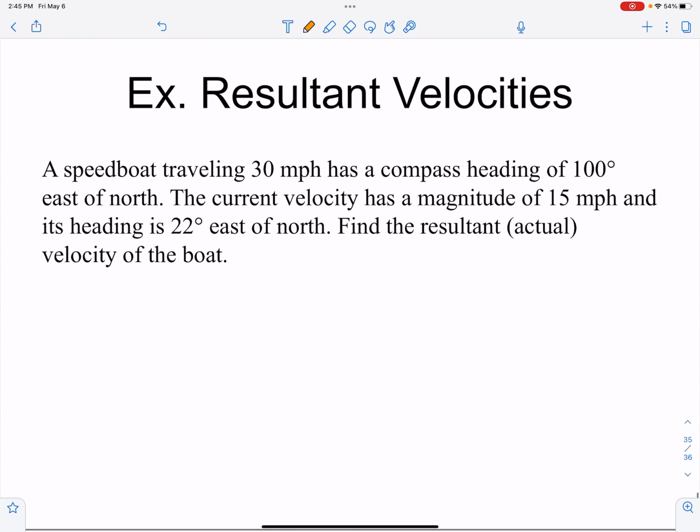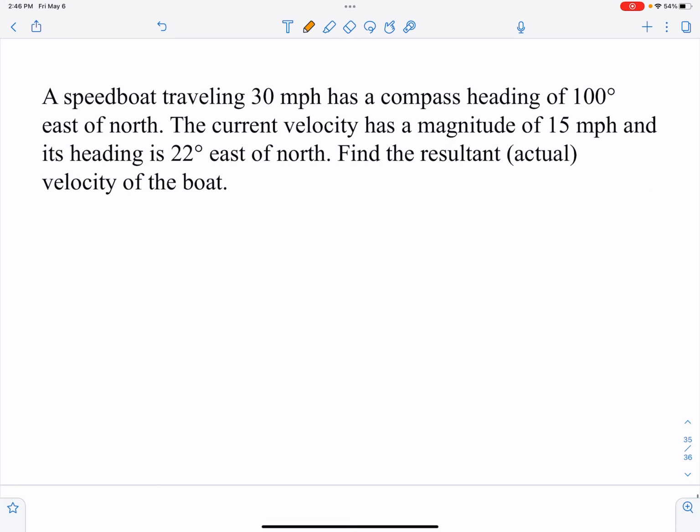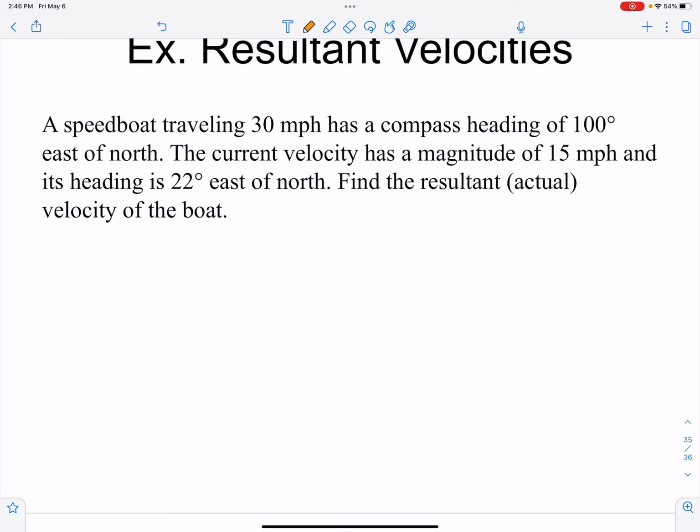Okay, so another boat problem. A speedboat traveling 30 miles per hour has a compass heading of 100 degrees east of north. The current velocity has a magnitude of 15 miles per hour and its heading is 22 degrees east of north. Find the resultant or the actual velocity of the boat.